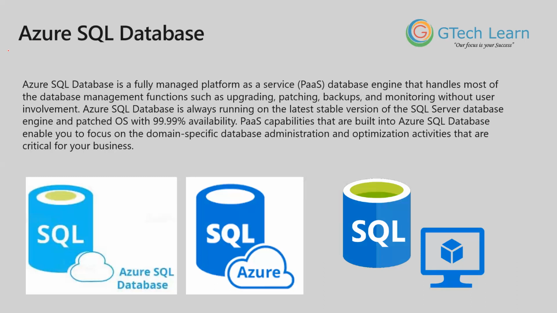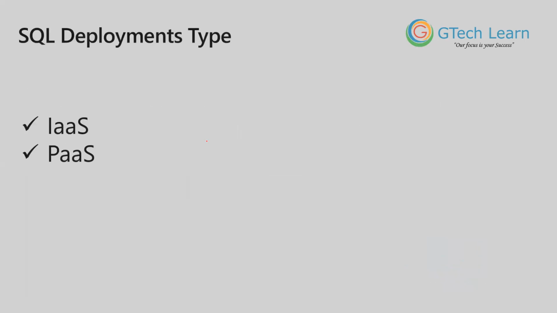Moving forward, our next topic is the SQL deployment types. There are different deployment types available. The first is infrastructure as a service, and the second is platform as a service. With infrastructure as a service, Azure allows us to create a SQL database inside a virtual machine, where we first configure a virtual machine, and then configure a SQL Server, and inside that server we can have multiple databases available.